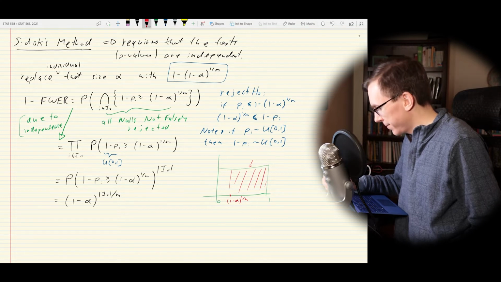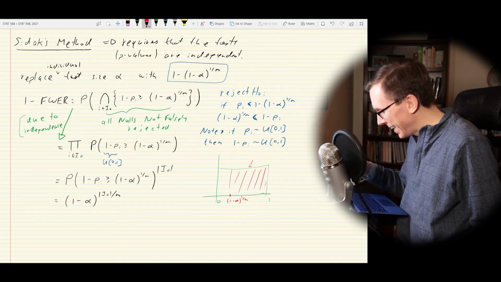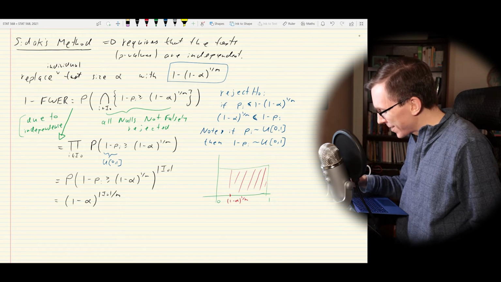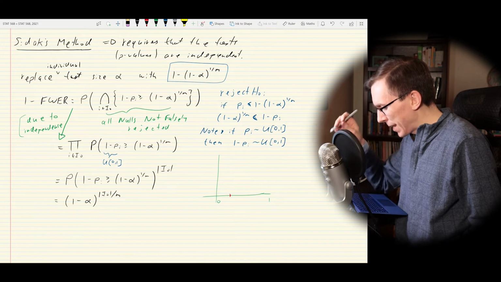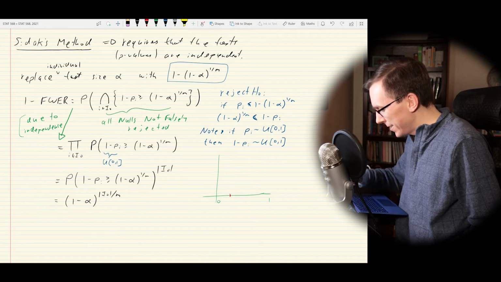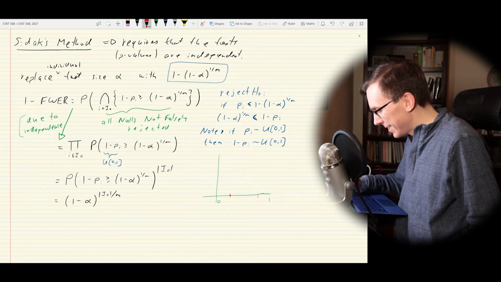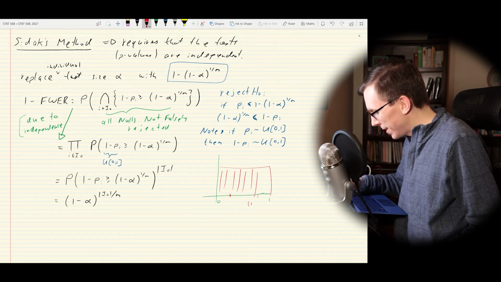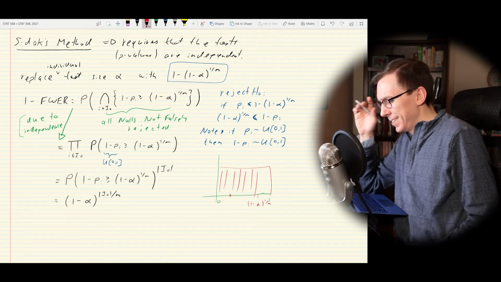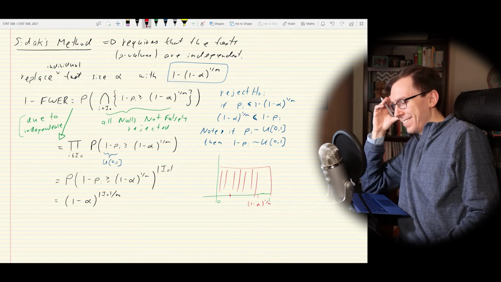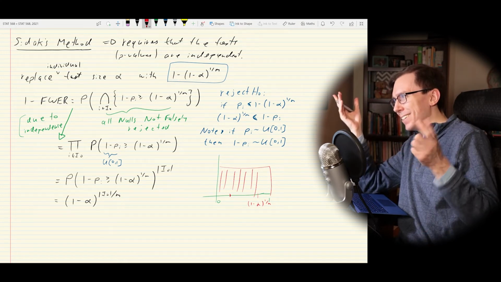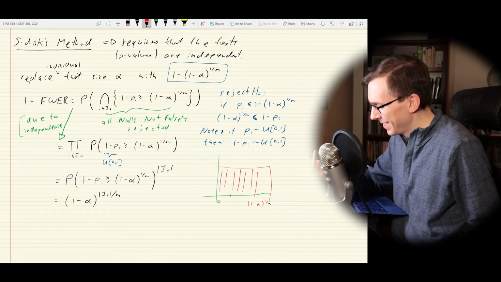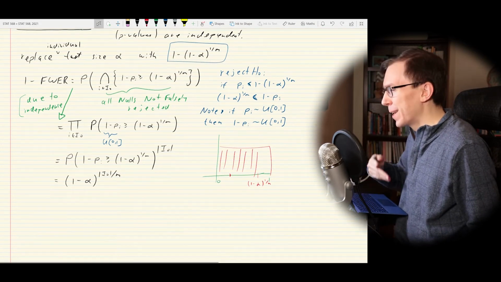Oh yes, because I flipped it, that's why. This is why I have to be really careful with my drawings, because technically I'm saying the probability of being greater than it, but it's 1 minus the uniform, so it's actually like this way. 1 minus alpha to the 1 over m. Yes, because p is now flipped, because I'm actually looking at 1 minus p.